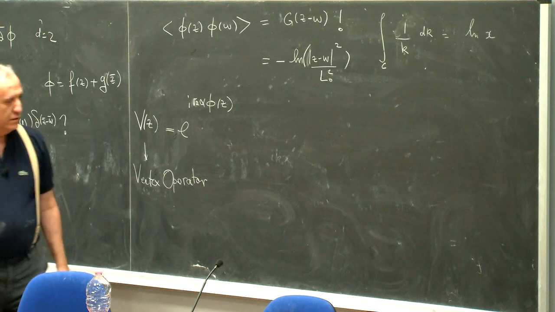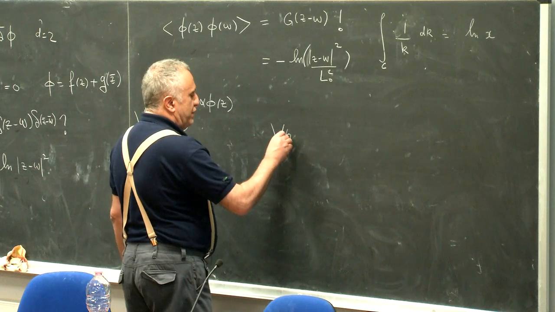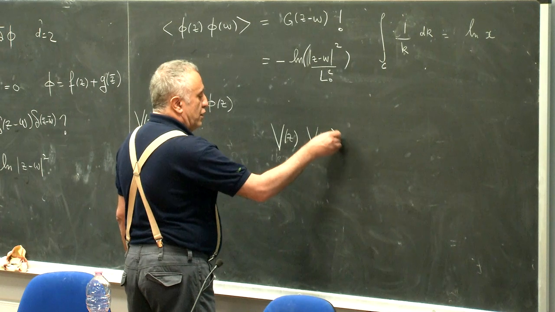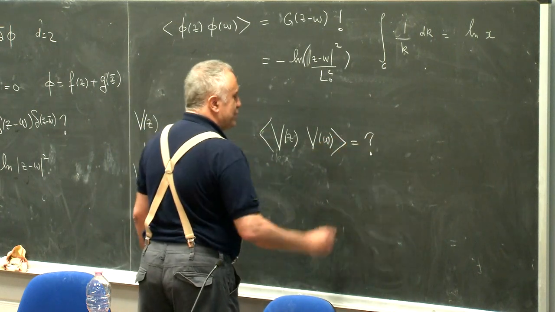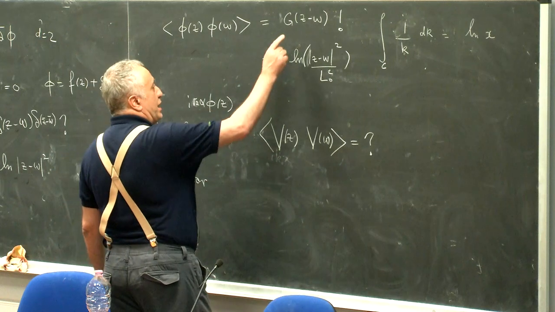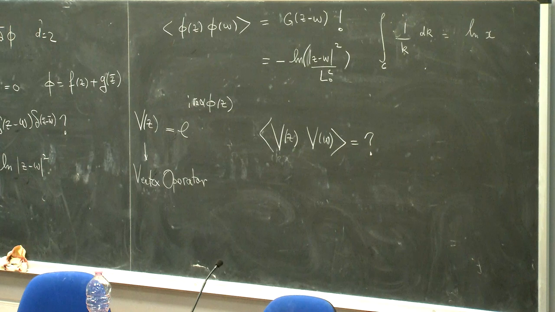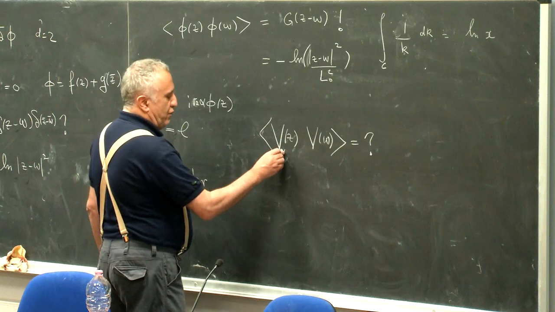Now what I want is, okay, now that I have defined this vertex operator, work out for me the correlator of two vertex operators if phi behaves like that. V alpha alpha.